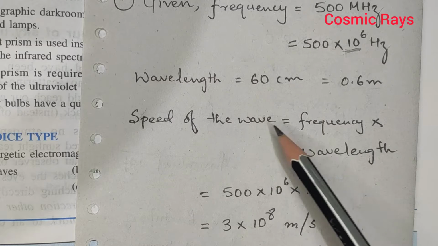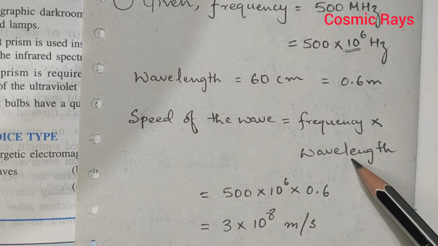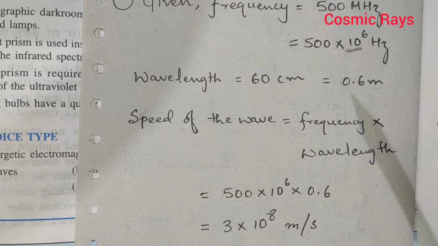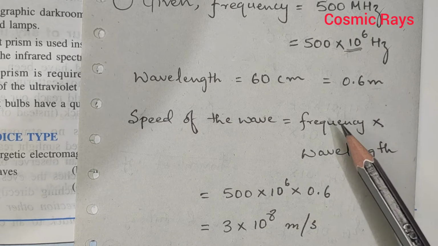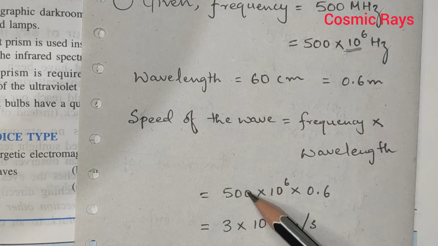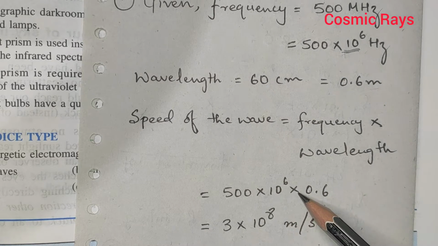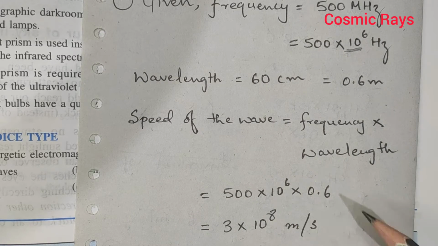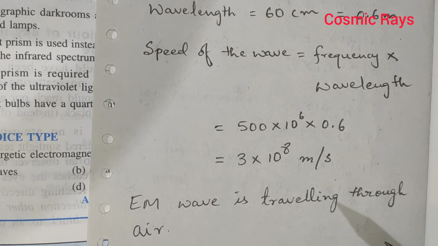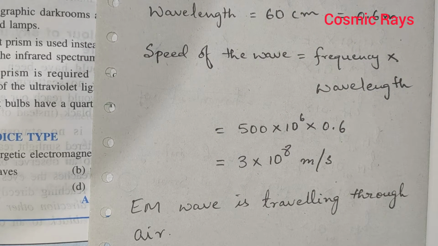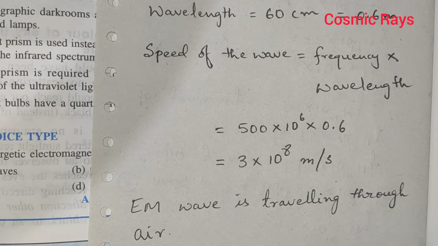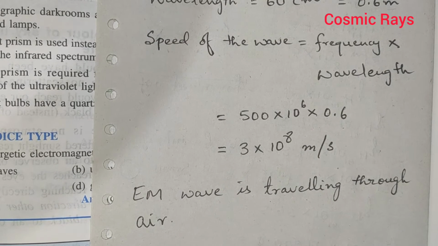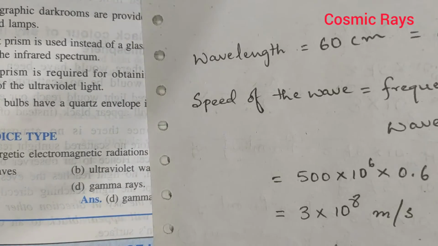Now speed of wave is equal to frequency multiplied by wavelength. Again we are using the same formula that we learnt in class 9. So we put the value of frequency, that is 500 into 10 raised to the power 6, multiply it with the wavelength, that is 0.6 meters. So this gives the answer. And of course the electromagnetic wave is traveling through air. So this is all for the first numerical.